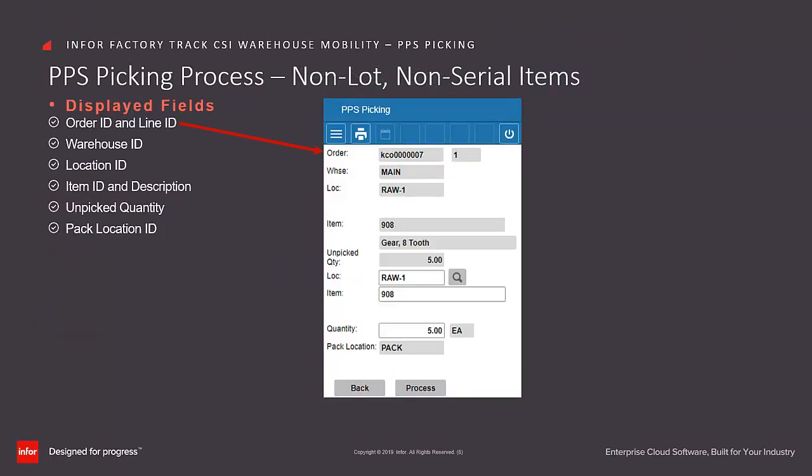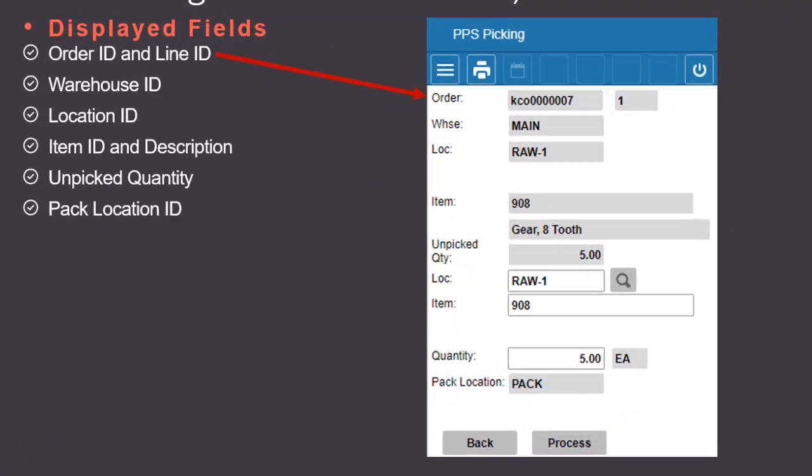The PPS picking process screen will display fields associated with the items required to fill the pick list's associated orders. These are the order and the line, the warehouse, the location, the item and description for the item to be picked, the unpicked quantity, which displays the remaining amount of the item that needs to be picked to fulfill the request, and the pack location to which the items need to be moved for packing.